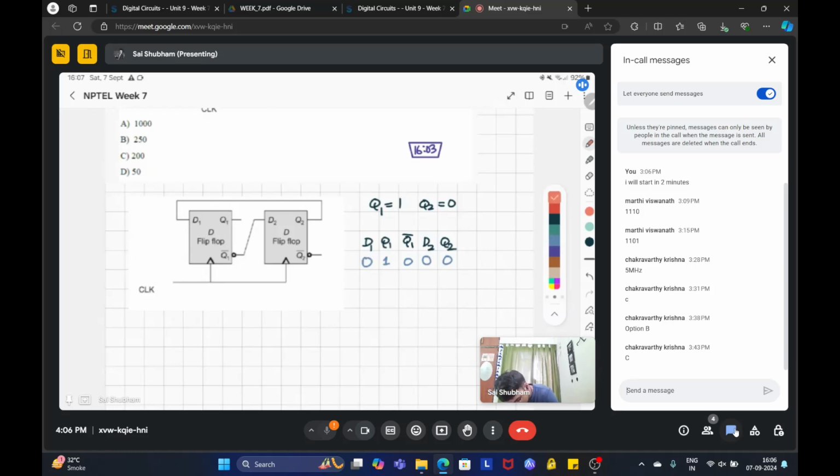Okay. So in the next iteration, what will happen? In the next iteration, since D1 is 0, this will be Q1. Fine. And Q1 bar will be 1. D2 will be 1. This 0 will come here. So this is 0. This is 0. Now again, this 0 will come here. So 0. Q1 bar will be 1. And this 1 will come over here. Okay.